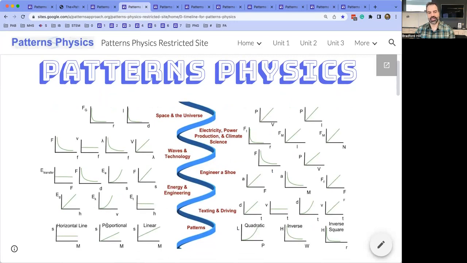Here's a great image that gets to the heart of one aspect that spirals in the course. So really having students experience and live mathematically modeling the common functions we see. And then you can see throughout the rest of the units in the course, they spiral back to these same four patterns: horizontal line, proportional, quadratic, inversely proportional, and inverse square. We do wait on the inverse square anchoring experiment till later in the year.